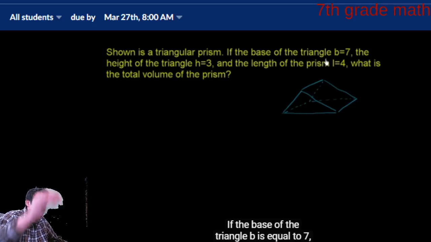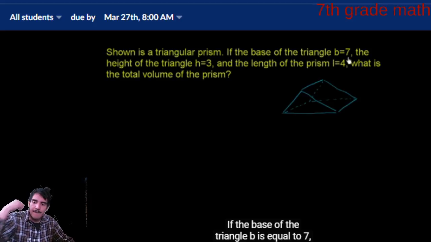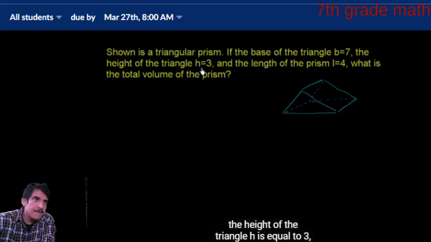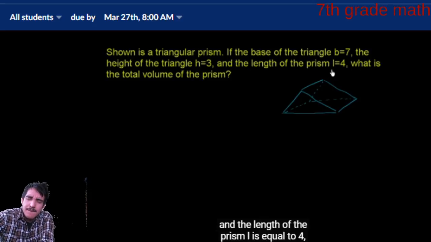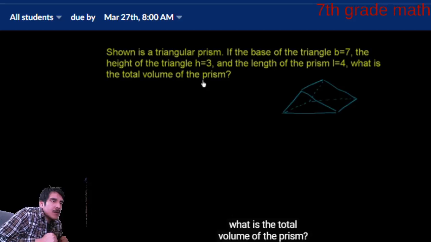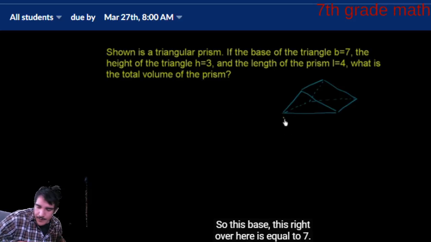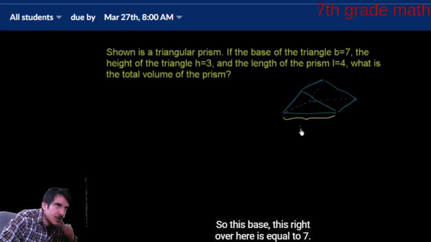If the base of the triangle B is equal to 7, the height of the triangle H is equal to 3, and the length of the prism L is equal to 4, what is the total volume of the prism? So they're saying that the base is equal to 7. Actually, I'm going to practice drawing these shapes right now because it's actually really good skill.